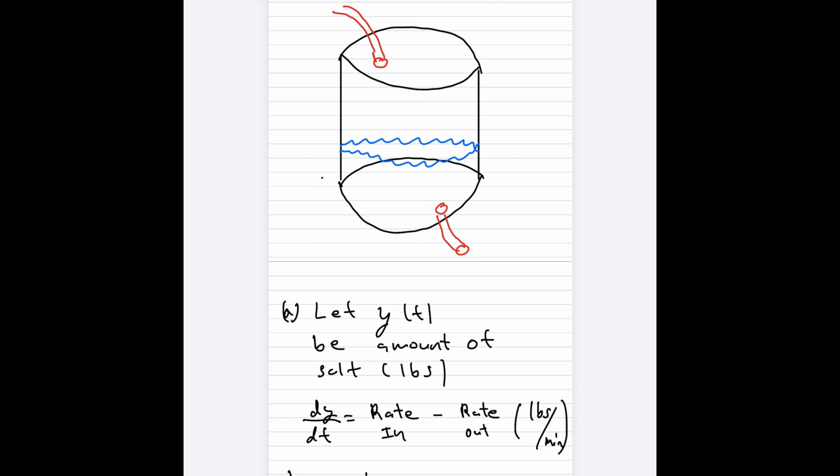Let y of t be the amount of salt in the tank, in terms of pounds. Now, you can find the amount of salt going into the tank and the amount of salt coming out. So the rate of change of salt, dy/dt, is equal to rate in minus rate out. That is a mainstay fixture for these mixture problems: rate in minus rate out.